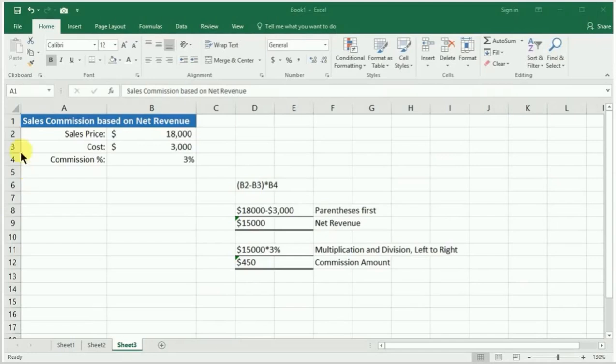Let's calculate the sales commission based off of the net revenue. To do this, take the sales price and remove the cost of goods sold. This will be the net revenue. Then we'll multiply the net revenue by the commission percentage to return the commission. Since the revenue minus the cost of goods sold is in parentheses, Excel calculates this first. This returns $15,000, which is the net revenue. We then multiply that $15,000 times 3%, which is the commission percentage, which will return the commission amount in dollars.